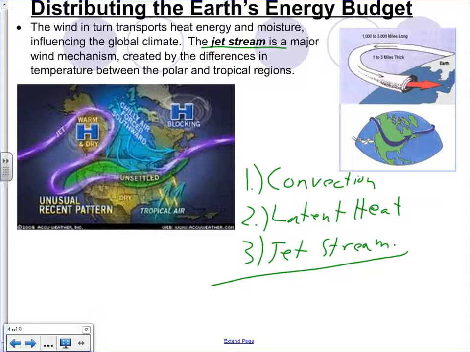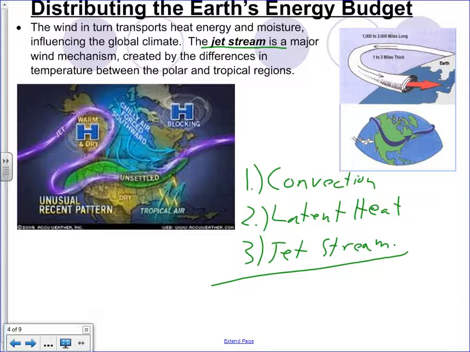Because it blows fast. We're talking well over 100 kilometers an hour. And it's bringing changing air masses to you, which usually means whiteout conditions, snow, all that kind of stuff. You don't want to be caught in the jet stream.